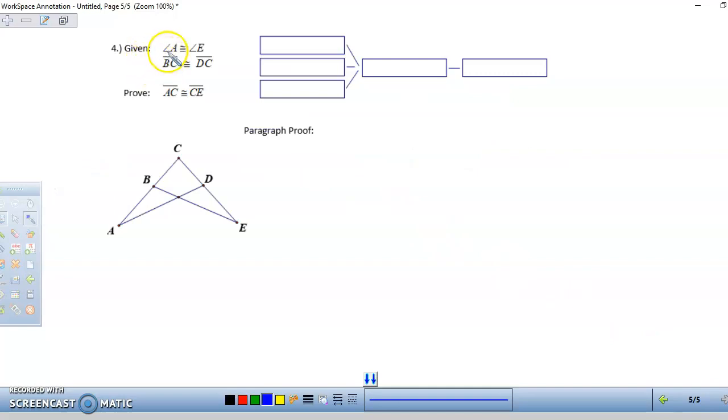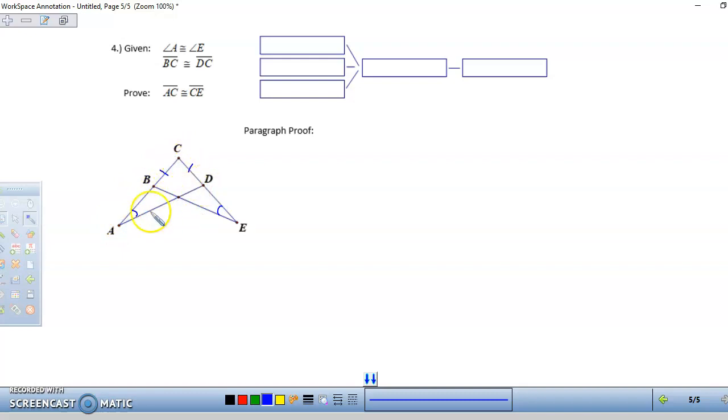Okay, this one is interesting. So we're going to do the given. So angle A is congruent to angle E. The segment BC is congruent to DC. So BC is this little guy and DC is that little guy. And then can we prove that AC is congruent to CE? So this one's actually really kind of difficult to see, but AC is this whole long segment here. So you don't want to use these small triangles in any way. Those aren't going to help you with AC.